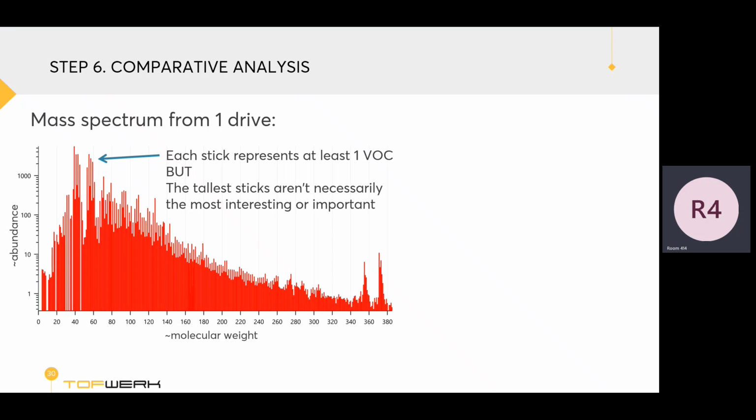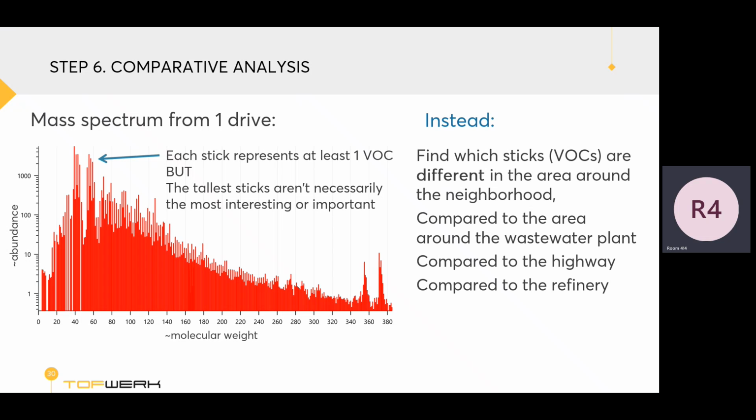Second target analysis, non-target analysis, is called comparative analysis. This work was done by Madison Rutherford, who's a graduate student. The idea here's pretty simple. Here's our raw data again. Each one of these red sticks represents an individual compound, but the tallest sticks aren't necessarily interesting or important. A lot of these are VOCs that are just present in the air all the time, and they're not related. So instead, we want to make the really important or interesting VOCs pop out of this mass spectrum.